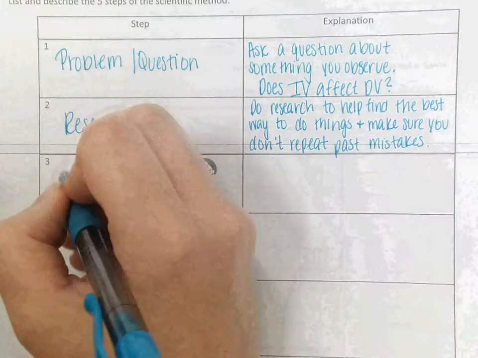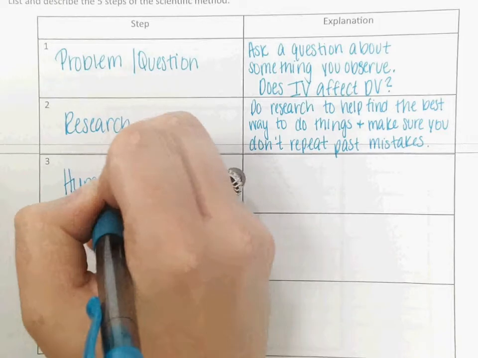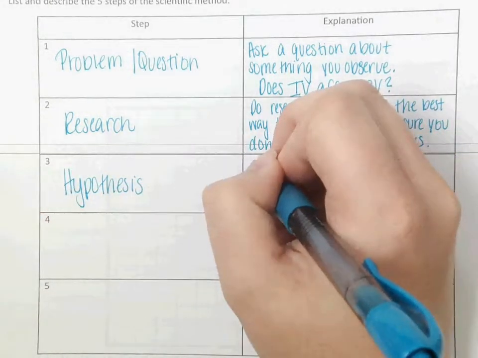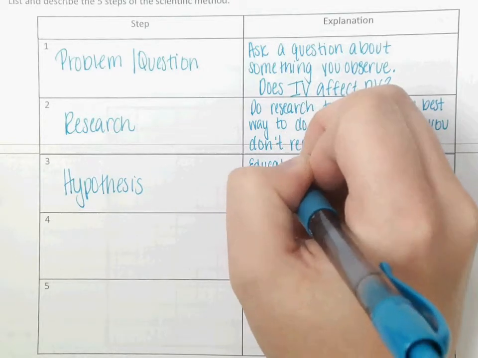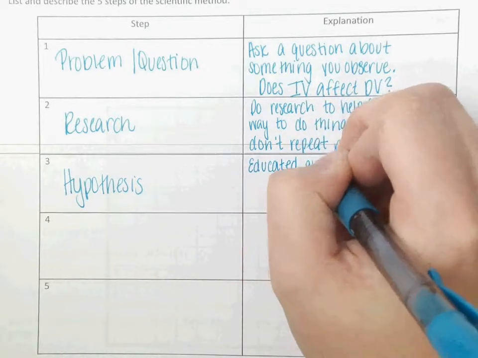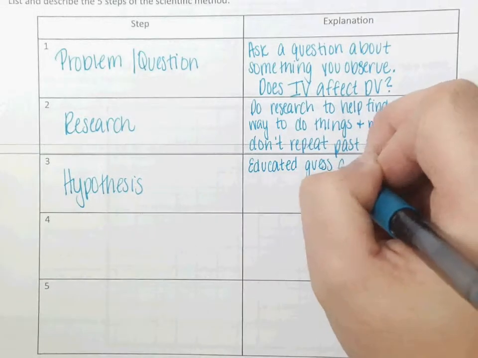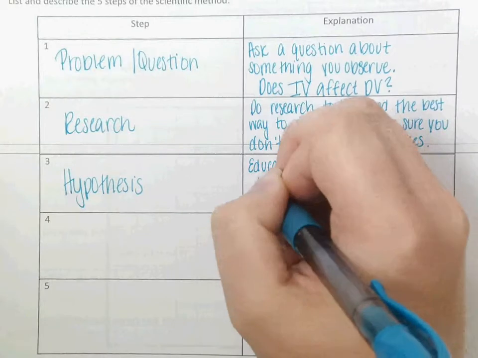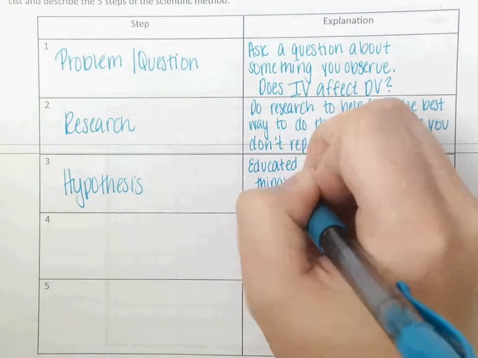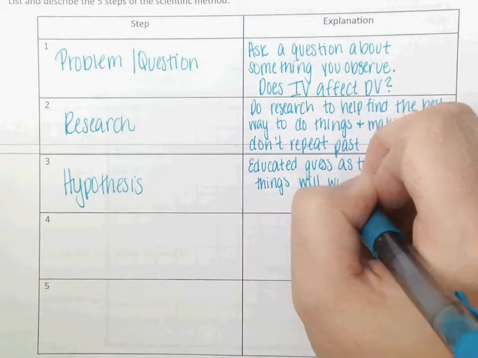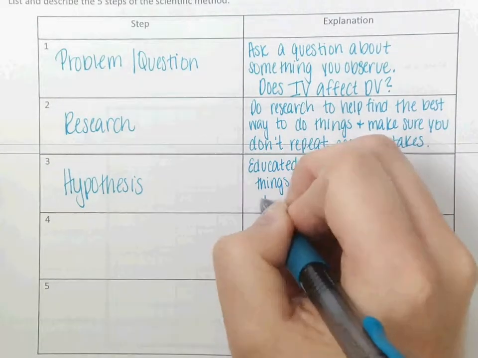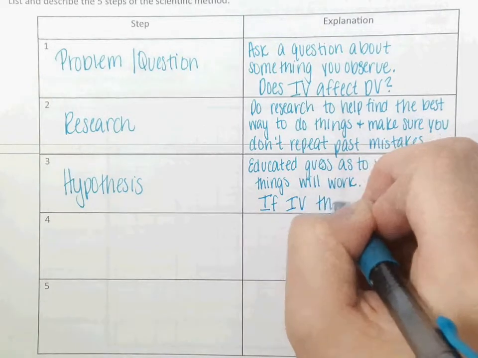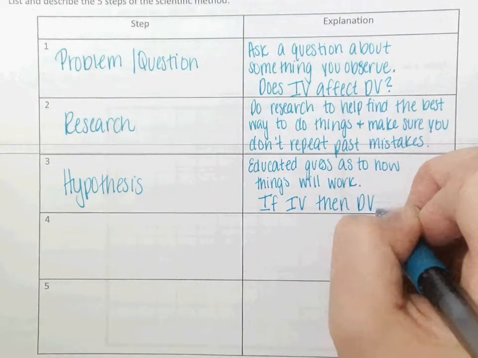Our third step is hypothesis. And this is our educated guess as to how things will work. We know we write our hypothesis as an if-then statement, so it's if independent variable, then dependent variable.